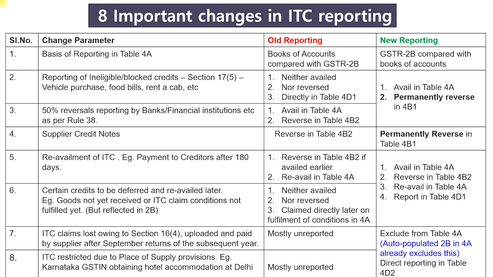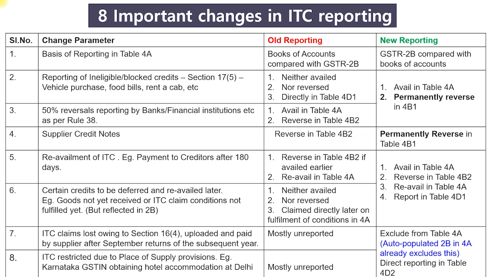I gave a few examples which are listed here as well. Earlier, such ineligible ITC was neither availed nor reversed but directly reported in 4D1. I'm sure many would have adopted their own methodology of reporting earlier, but by and large, what has been seen is that it is neither availed nor reversed but directly reported in 4D1. But what is the new change? First, this has to be availed in 4A owing to the auto population in 2B, then permanently reversed in 4B1.